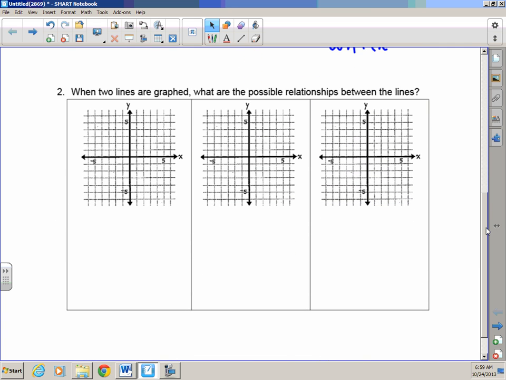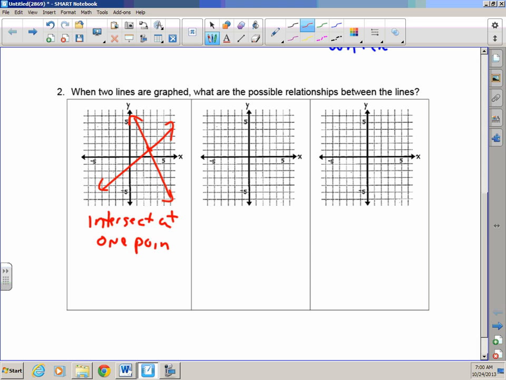Now, let's just think for a moment. If I were to graph any two lines in the coordinate plane, what would happen? Well, probably the most common scenario, and I'm just drawing any two lines as an example, is that the lines would intersect. And if they do, it's only at one point. That's going to be the focus of today's lesson. But I have two other situations.